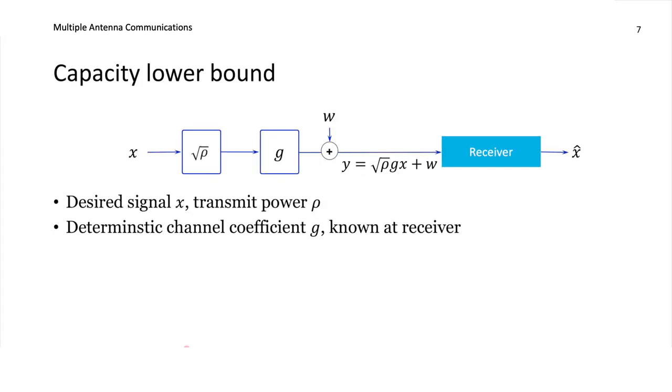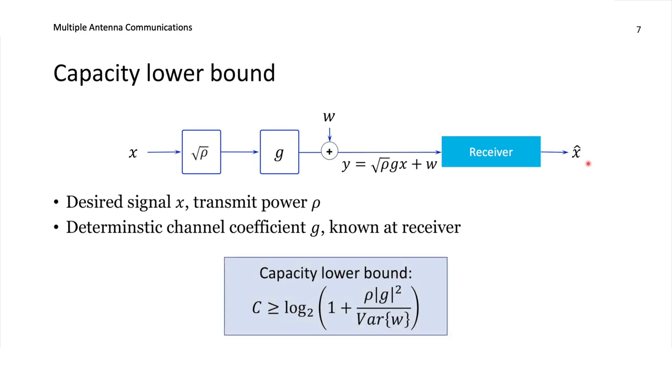What we would like to do is to compute the capacity, or actually capacity lower bound, for a system like this. So how much data can we transmit to each of the different users? And remember this capacity lower bound that we have been talking about before. Where if I have a desired signal X, it is scaled by a transmit power rho. It goes through a scalar channel that we call G. We add noise, W, and then we get Y, which is equal to the square root of rho times G times X plus W. And in this case, we are saying that we have a G, which is a deterministic channel coefficient, and is known at the receiver. So there's no additional side information here. It's only that we observe Y, and we would like to guess X based on that.